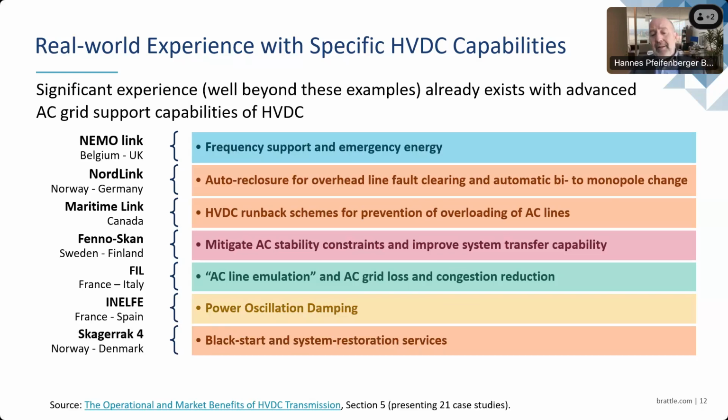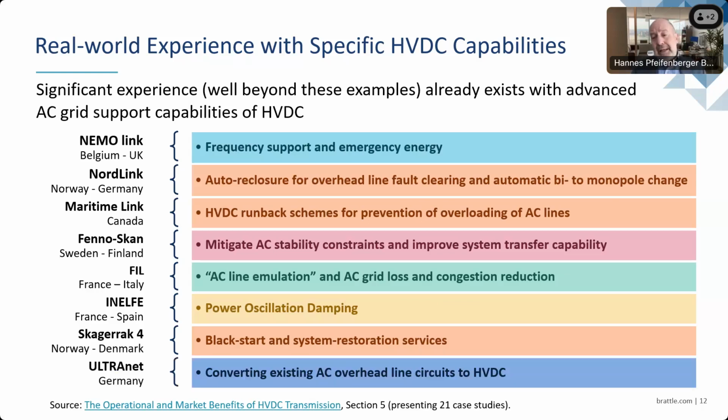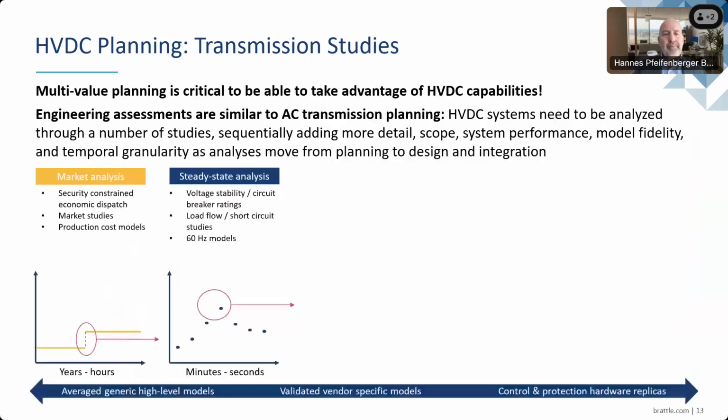And black start and system restoration service. This is just one line that is being used for that, but I want to point out that in the UK, much of the future black start capability will be provided by HVDC lines to neighboring systems in Europe. And we can convert AC lines to HVDC, as is being done in Germany, for example, and triple the transfer capability of the existing AC line by doing so.